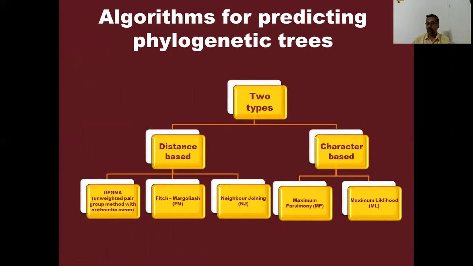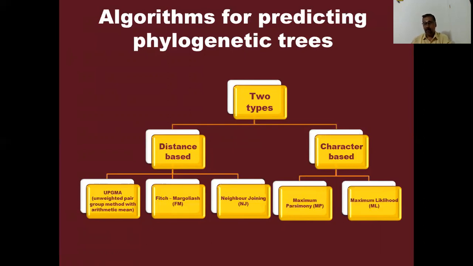One is UPGMA, the full form of which is unweighted pair group method for arithmetic mean. Unweighted arithmetic mean, or unweighted arithmetic average, will be used to predict a phylogenetic tree, and it belongs to a phylogram. The next method is Fitch-Margoliash, which uses algebraic calculations. In this lecture, I'm going to restrict myself to UPGMA. In subsequent lectures, I will cover Fitch-Margoliash and neighbor joining methods in depth.